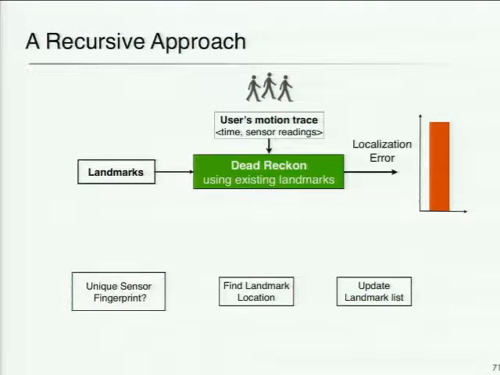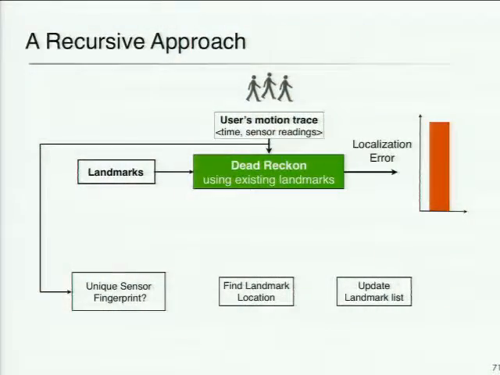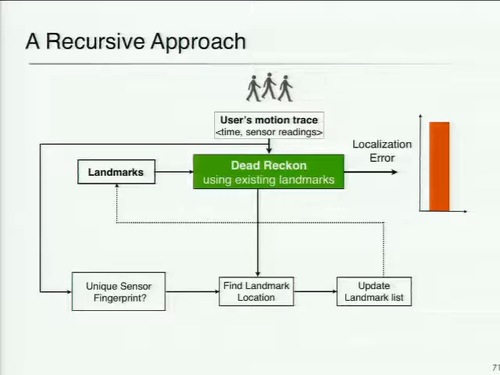So in a nutshell, we took a recursive approach. Initially, we knew only one landmark. That's the door of the building. So if you want your location, I'll give you your location by using dead reckoning from that one existing landmark. And of course, the localization error initially will be very high. But then I'm going to use all the sensing information from your phone as well as others. If it's possible to find a unique sensor fingerprint, we'll find the landmark location using the dead reckoning estimates. And if we find a landmark, we'll add it to the landmark list.